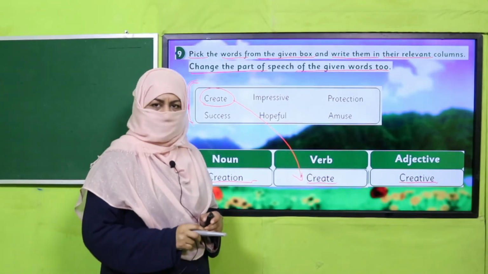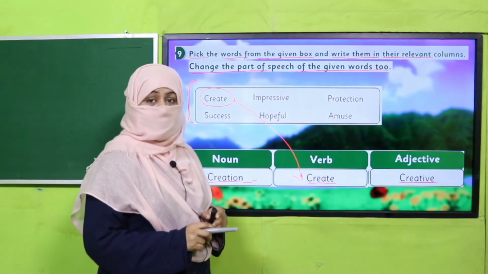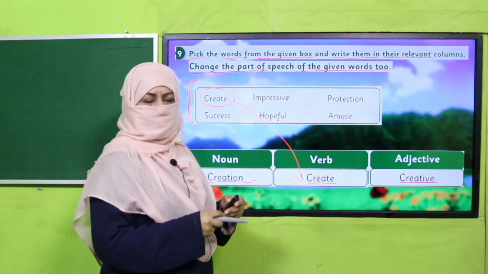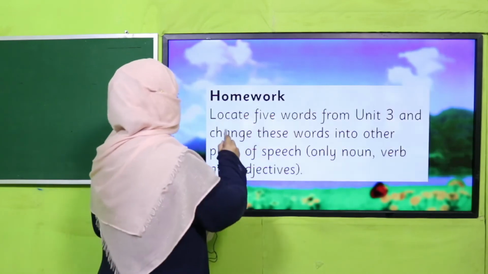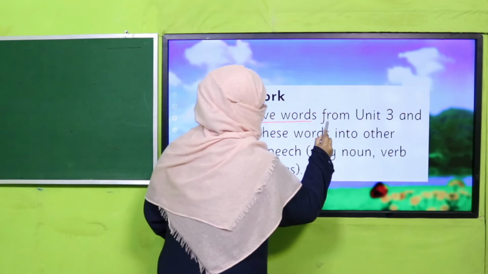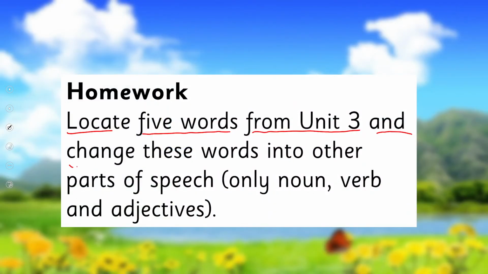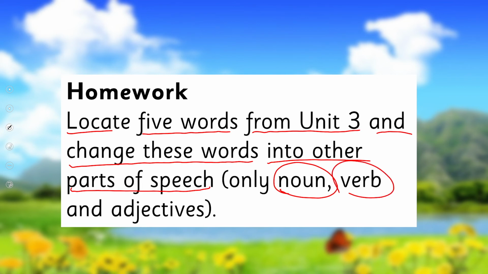Yes, my dear children, are you done with it? I hope you did it nicely, and we need more practice, inshallah. That's why I'm giving you a homework. You will locate 5 words from Unit 3 and change these words into other parts of speech. Okay, so only stay focused for noun, verb, and adjective. And for example, if the located word is noun, you'll have to convert it into verb and adjectives, and likewise so on. All right, and this practice you will do just for 5 words.